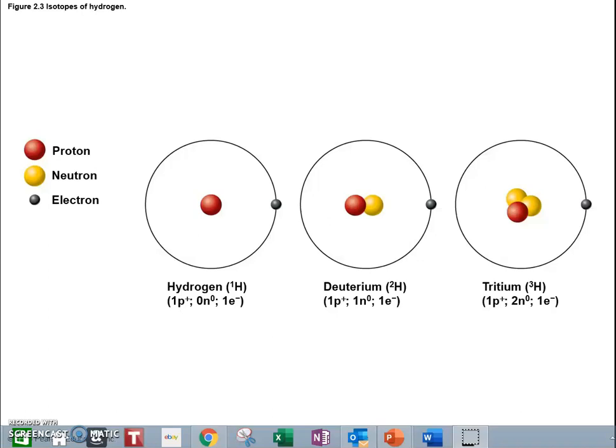Carbon-14 is probably one of the most famous of the isotopes. Carbon normally has 6 neutrons, and carbon-14 would have a higher number than that to get up to that mass of 14. So a lot of times that particular element is used to try to figure out how old something is.